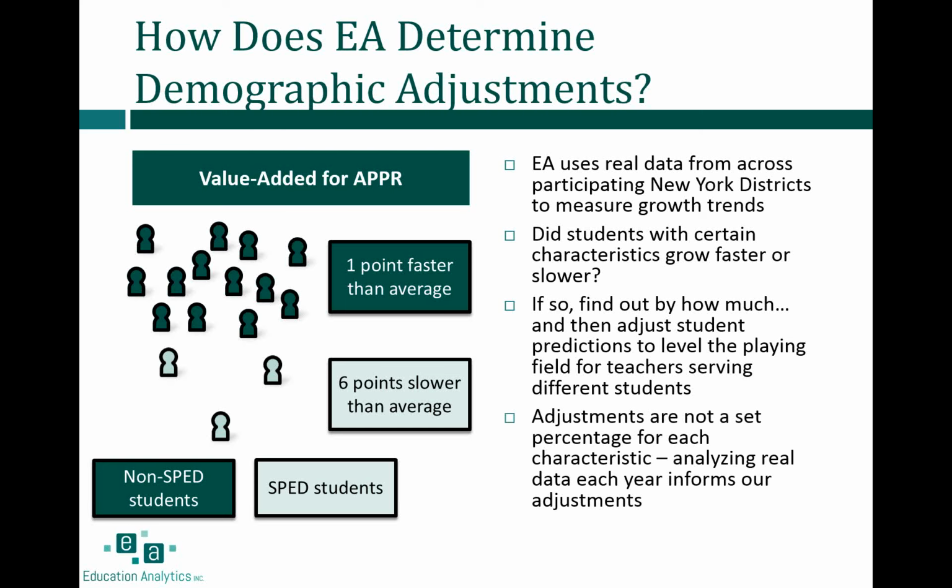The adjustments are not a set percentage for each characteristic. We are analyzing real data from each year to inform our adjustments. So, for example, we don't have a set policy that says we're going to make a 5% adjustment for special education students. What we do is we look each year at these different groups of students and then use our model to determine did the particular student groups grow faster or slower. And then we're going to adjust our statistical predictions for your students to take that adjustment into account.